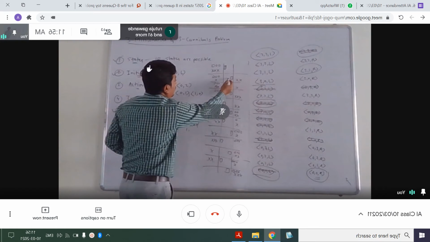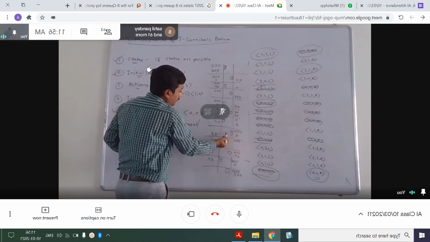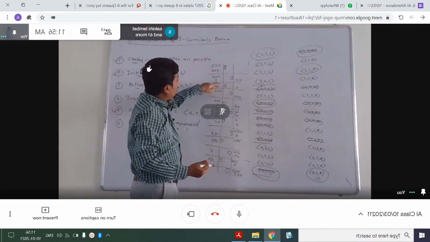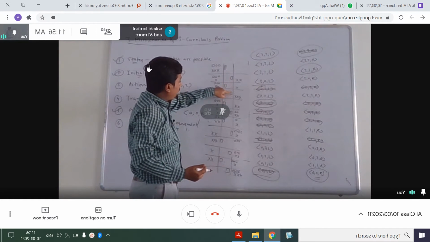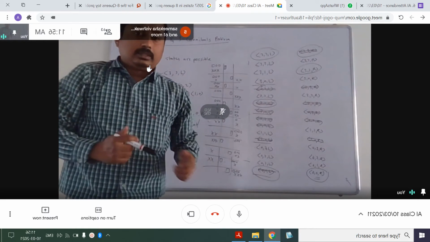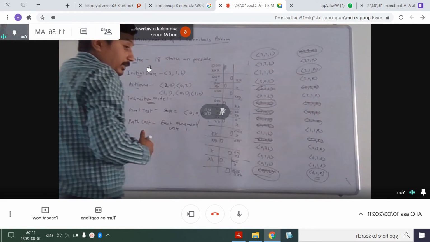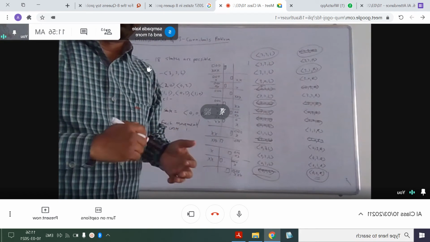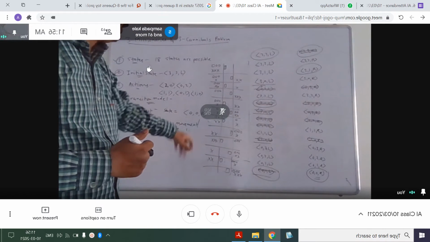So 1 2 3 4 5 6 7 8 9 10 11. And you can see, both left right left right left right left right. So this is the solution to this puzzle. There can be a different solution also, but the minimum number of moves required is 11. This is the optimal solution.